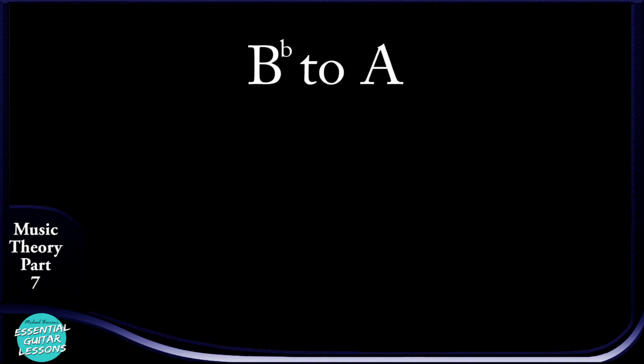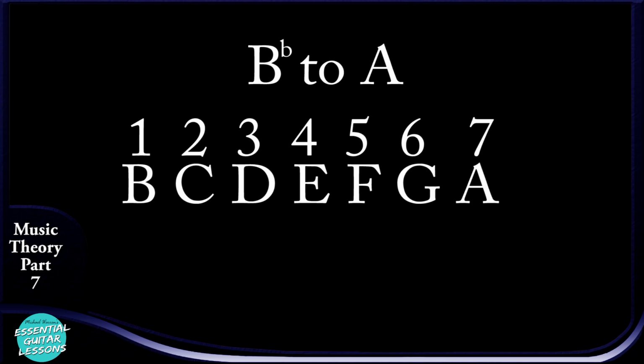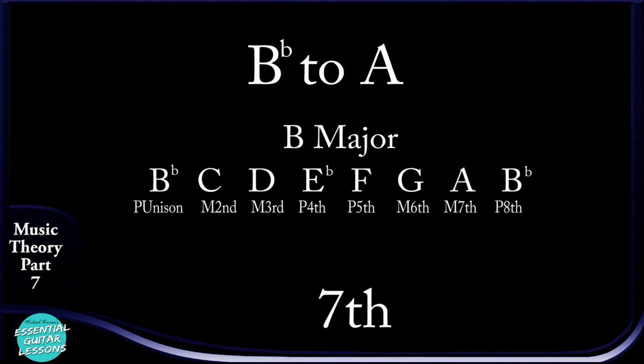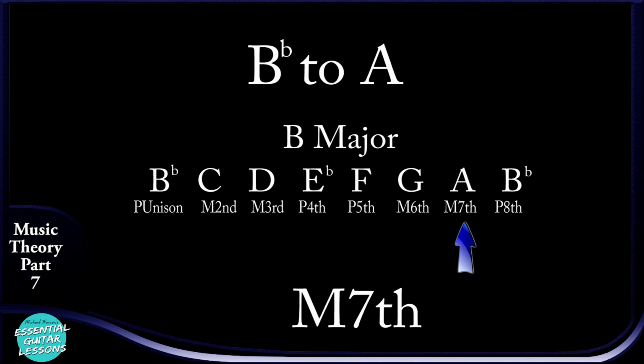Let's do B flat to A. So we're going to count from B. So we have B, C, D, E, F, G, A. So it's going to be a seventh of some sort. So this time bring up the B flat major scale. And again, we can see in our major scale, A is just a major seventh. So B flat to A is a major seventh. So that's pretty easy. If the notes are already part of the major scale, we already know our formula. So that's nice and easy to do.